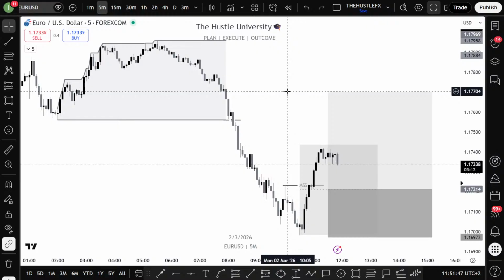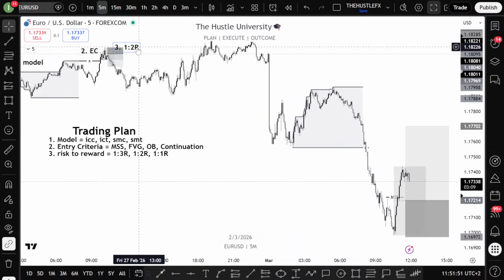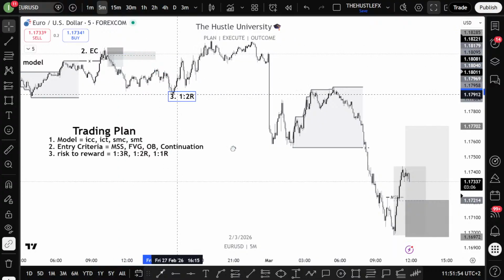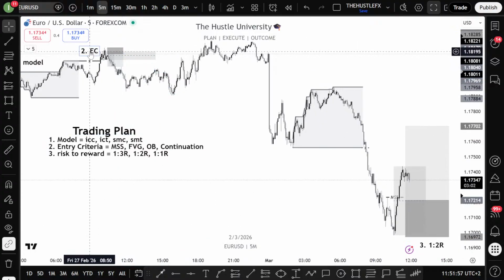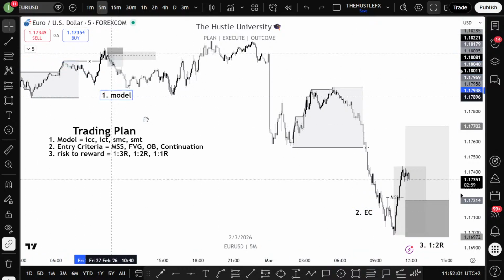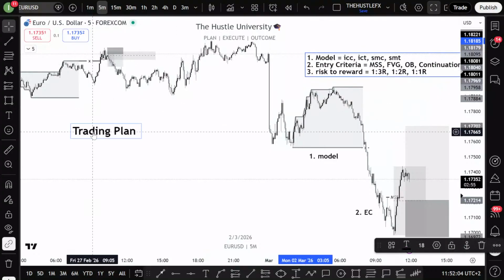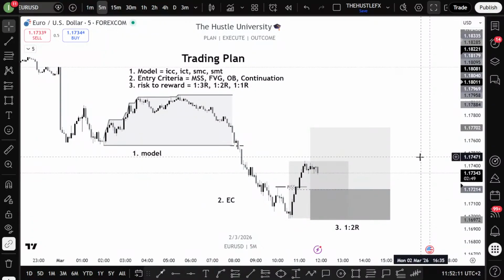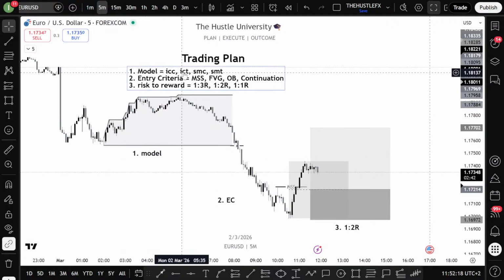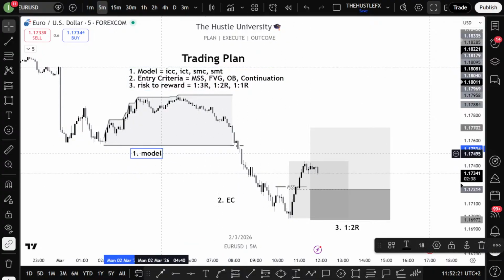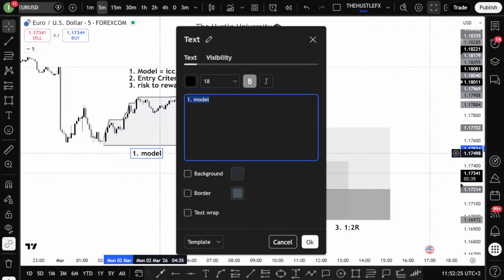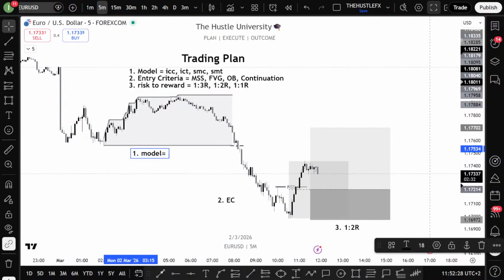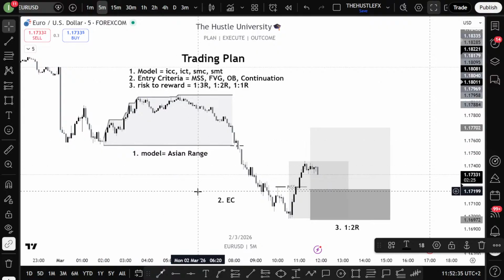So this is the model we have. Like I said, we're going to be taking number 3 entry criteria, number 2 the model, number 1. All in all, these things go hand in hand, and this is what your mentors will tell you, that you need only 3 things. You need a model. It might be ICC, ICT, SMC, whatever the case. In this case, the model is Asian range.